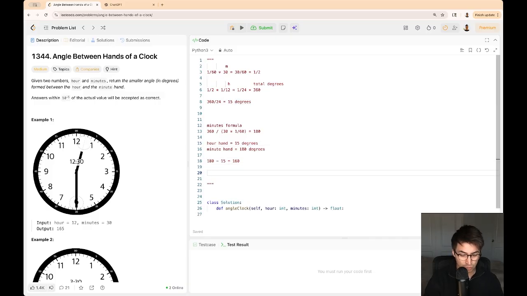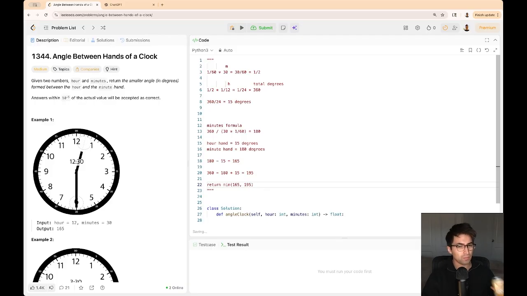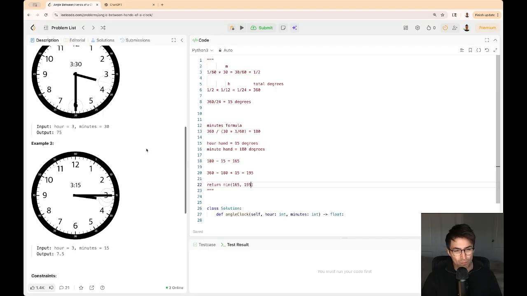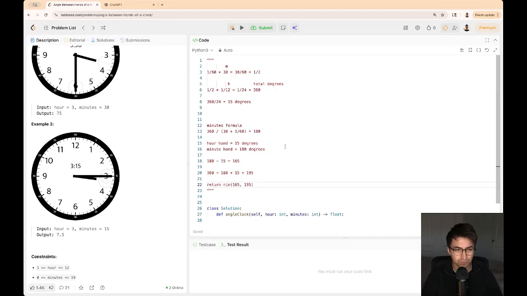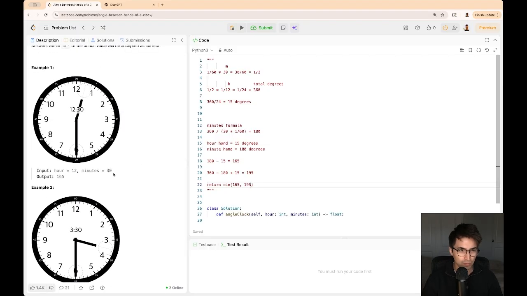My intuition is telling me 180 plus 15. 360 minus 180 plus 15 equals to 180, 195. Oh, this is 165 actually. Because 195 plus 165 equals to 360, that works out perfectly. So then we return the minimum between 165 and 195. Yeah, that makes sense. 195 in this direction, 165 in this direction.